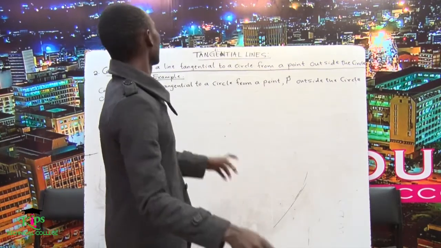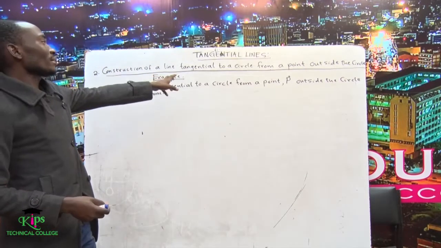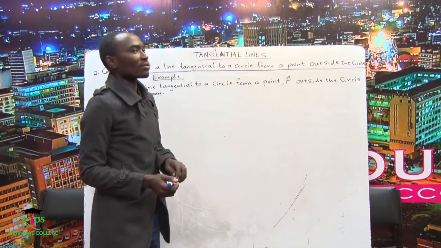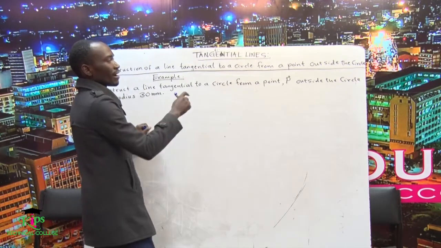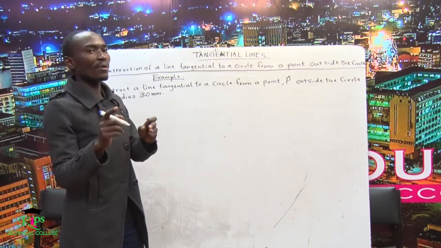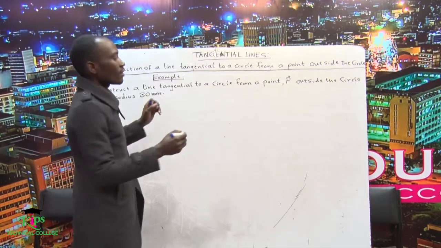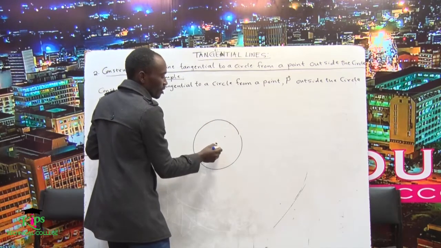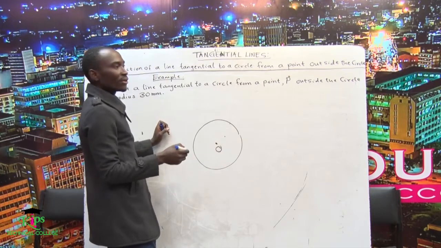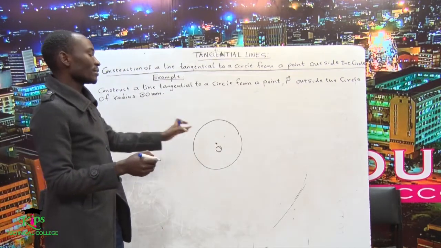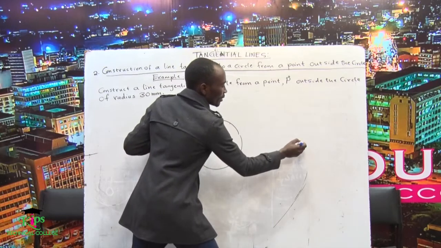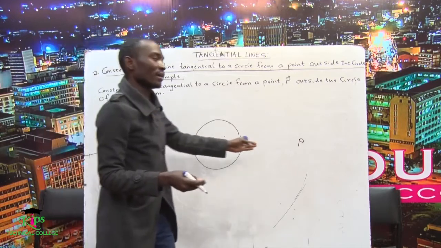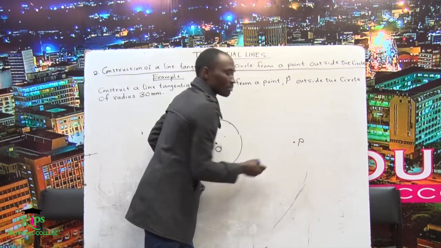Today we are going to construct a line that is tangential to a circle from a point outside that particular circle. So what does it mean? If you have been told to construct a line from a point that is outside that particular circle, so if this is your circle, for example, with the center O, now the point should be outside here. Let's call it point P. So we have just located any point anywhere. So this is my point P.